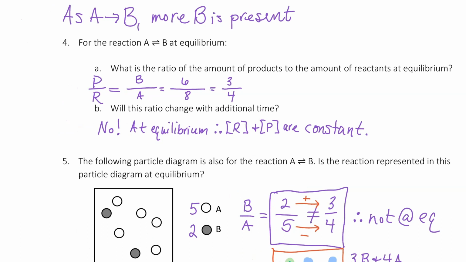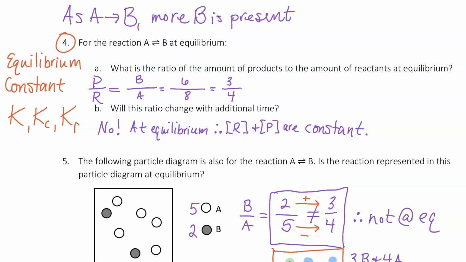So if we look at number 4, in number 4, this is your equilibrium constant that we wrote, or K, also known as Kc for concentration, also known as Kp when you use partial pressures.